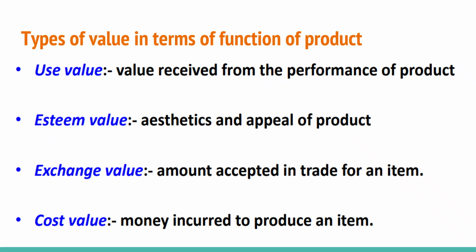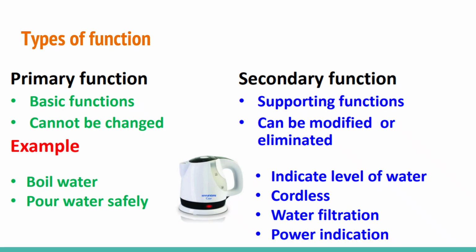Value in terms of function of a product: use value, esteem value, exchange value, cost value. Types of function. Primary function, the basic function, cannot be changed. Example, boil water and purify water safely. Secondary function, a supporting function, can be modified or eliminated. Indicate level of water, cordless, water infiltration, power indication.